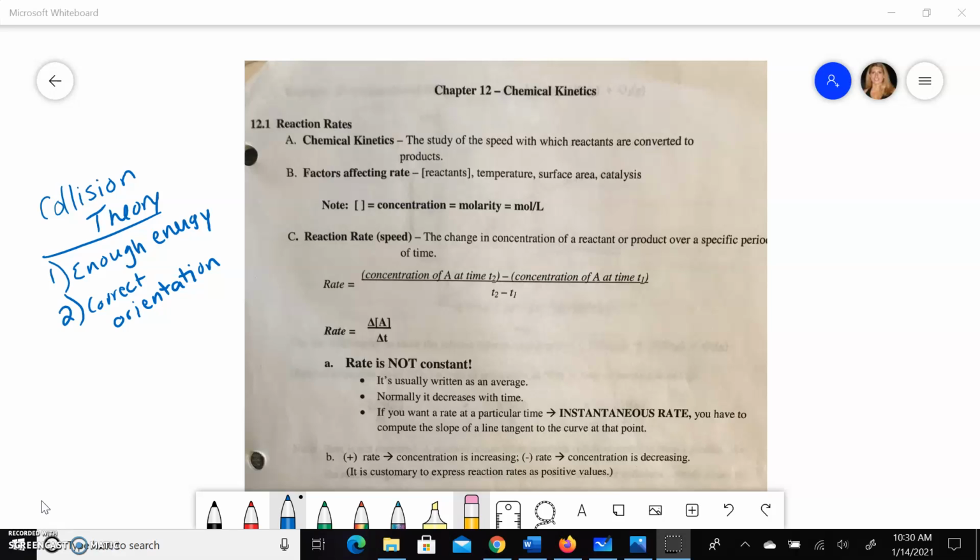Same thing with temperature. If you increase the temperature, you're increasing the energy, which is one of these things needed for collision theory. So more particles would have enough energy, so you're likely to get effective collisions. Surface area, there's more chances to collide, and then a catalyst is going to lower the activation energy, which allows more of the molecules to get over the hill and actually turn into products. So all four of those things are going to increase the chances that you're going to get effective collisions, which means they're going to increase the speed of the reaction.